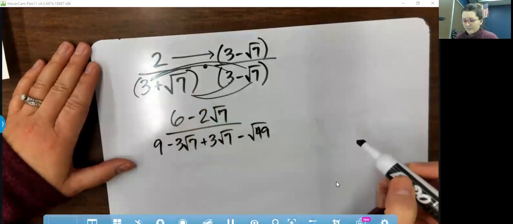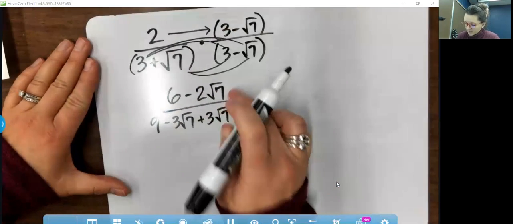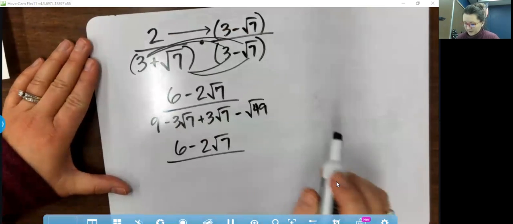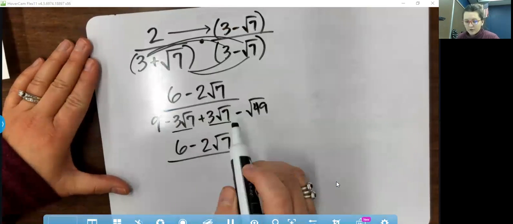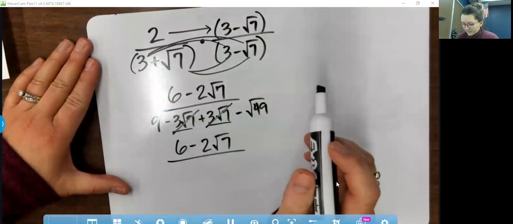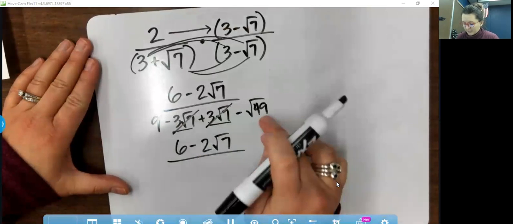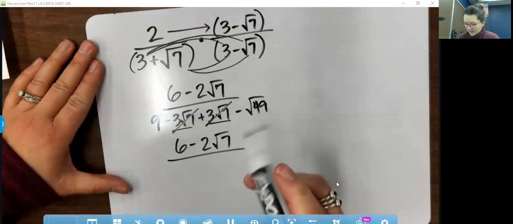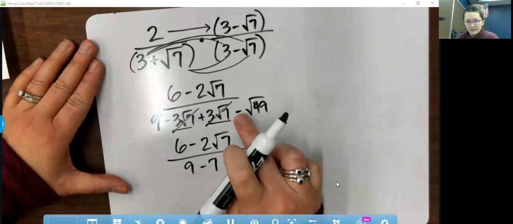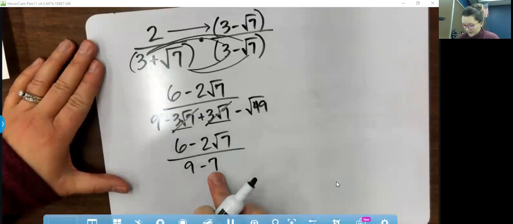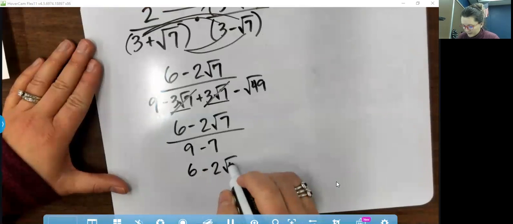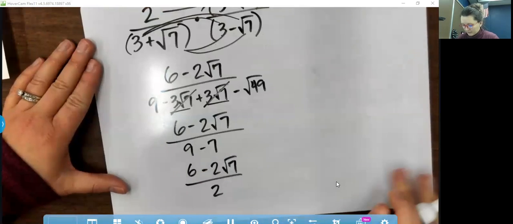Okay, let's simplify this. My numerator, I'm going to just keep there for a little bit while I figure out what's going on in the denominator. Look at that. My like radicals here are opposite, so they cancel. And I have a negative root 49. Square root of 49 is 7. So I have 9 minus 7. I'm taking this sign in front of it. 9 minus 7 is 2. So I have 6 minus 2 root 7 divided by 2.